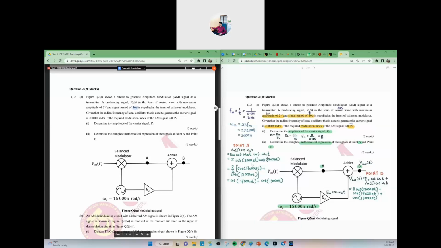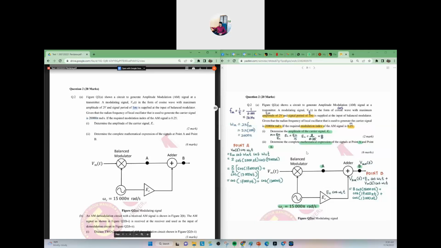Okay, 2 cos 15,000. Yes, you take it here. This one is wrong, a typo. Okay, so 2 cos. The concept is correct. The way she does it, the answer I did not check because I don't have the answer, but it's correct. As long as this one is correct, and this one she derived from this one, which is correct. Then we go to the next one.